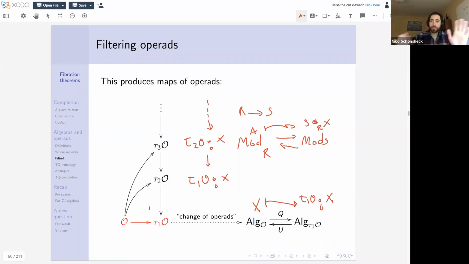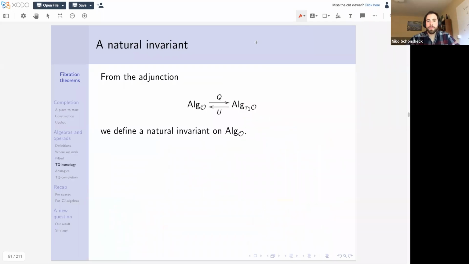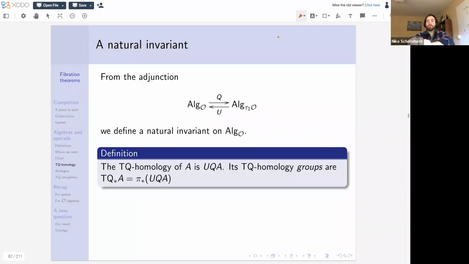Cool. But yeah, so for today, I'm really just interested in this bottom level map here, and apparently can't draw circles. But it's from this adjunction here that I'm going to define my invariant. So from this adjunction from the bottom level, I'm going to define an invariant on AlgO. And that's what we call the TQ homology, the topological Quillen homology. So the TQ homology of an algebra A is just what I get when I take something in here, I go to QA, and I come back to UQA. And then the TQ homology groups are just the homotopy groups of that gadget.